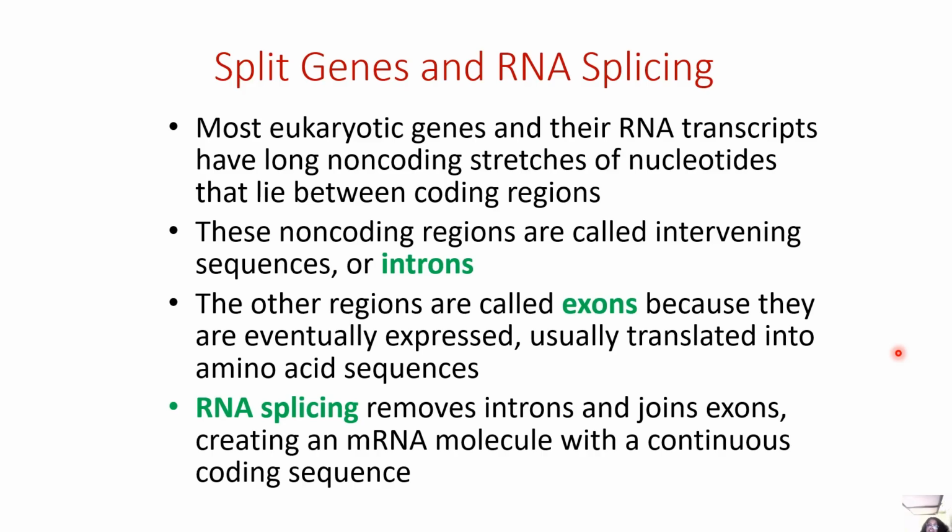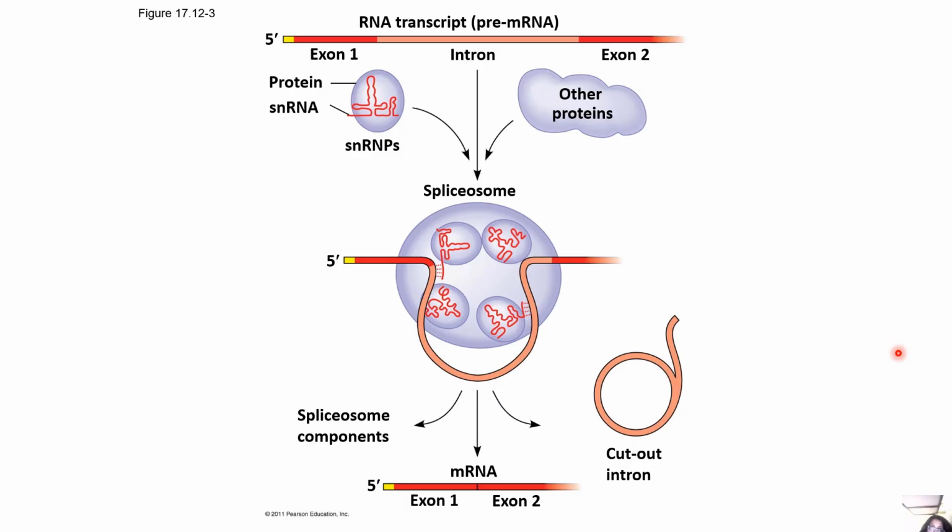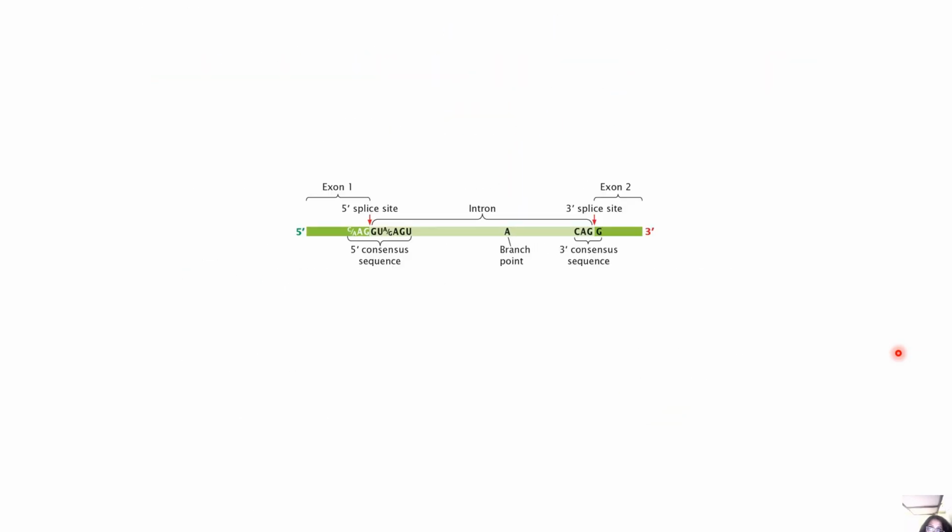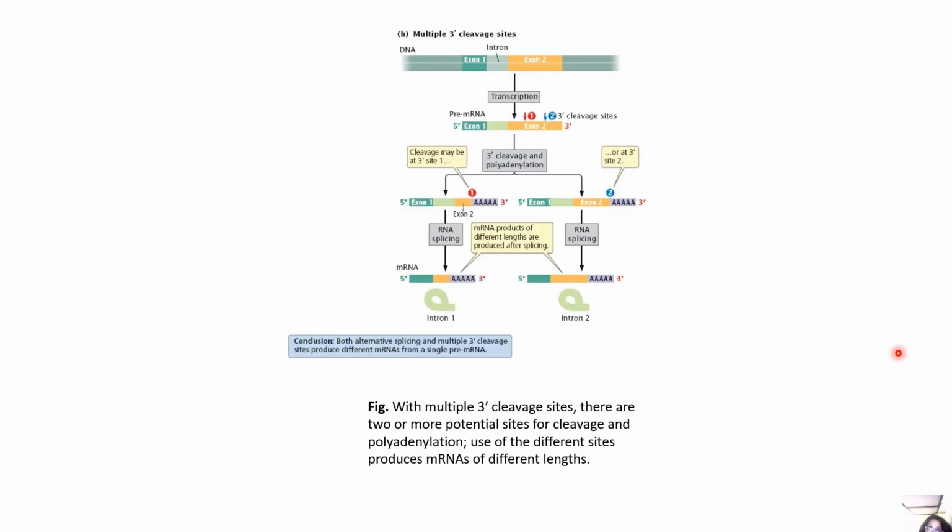Most eukaryotic genes and their RNA transcripts have long non-coding stretches of nucleotides that lie between coding regions. These non-coding regions are called intervening sequences, or introns, and the other regions are called exons because they are eventually expressed, usually translated into amino acid sequences. RNA splicing removes introns and joins exons, creating an mRNA molecule with a continuous coding sequence. Not going into too much detail.